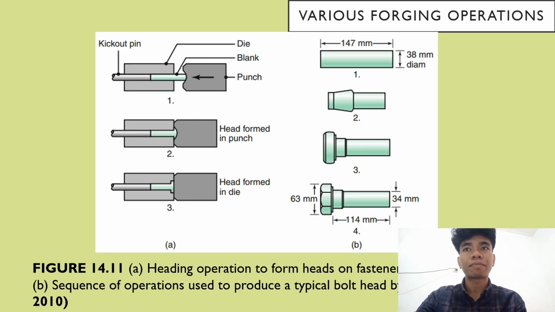Next is Figure 14.11. Heading is used to form heads on fasteners such as nails, rivets, and bolts, and this slide shows the sequence for forming a bolt head.